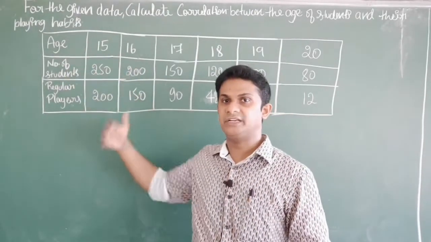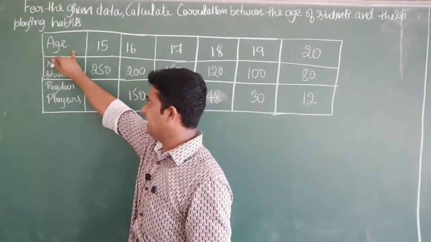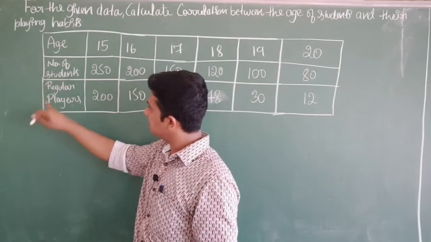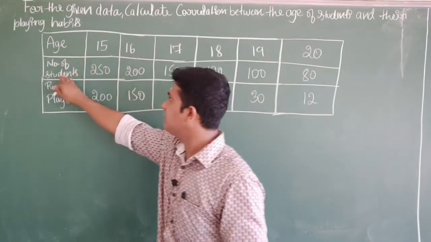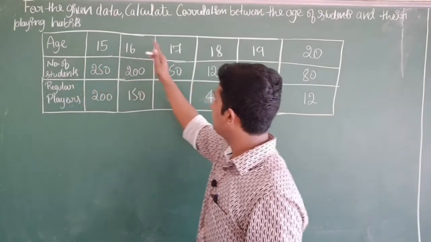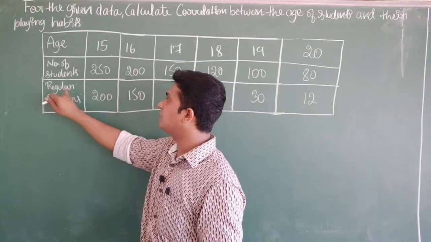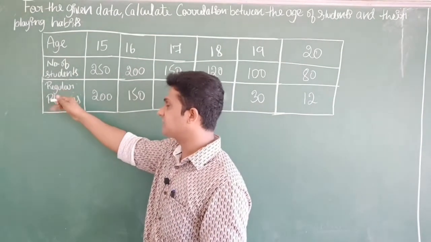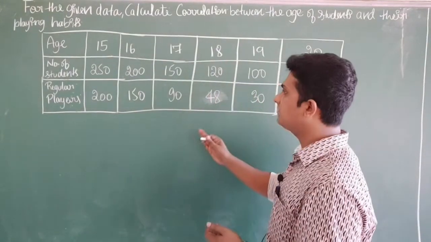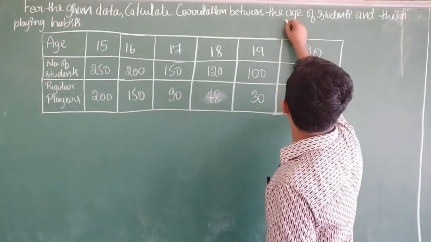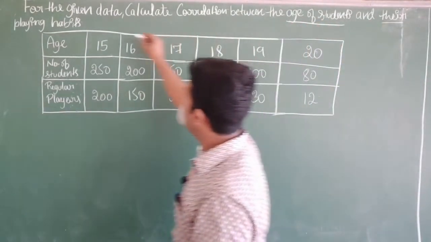Let us see what kind of data they have given us for calculating the correlation. They have given age, number of students, and regular player information. So age of the students is given, total number of students under each age group is given. At the same time, total number of students who actually play, or regular players, that information they have also given. So using this information, we have to calculate the correlation between age of the students and their playing habits.